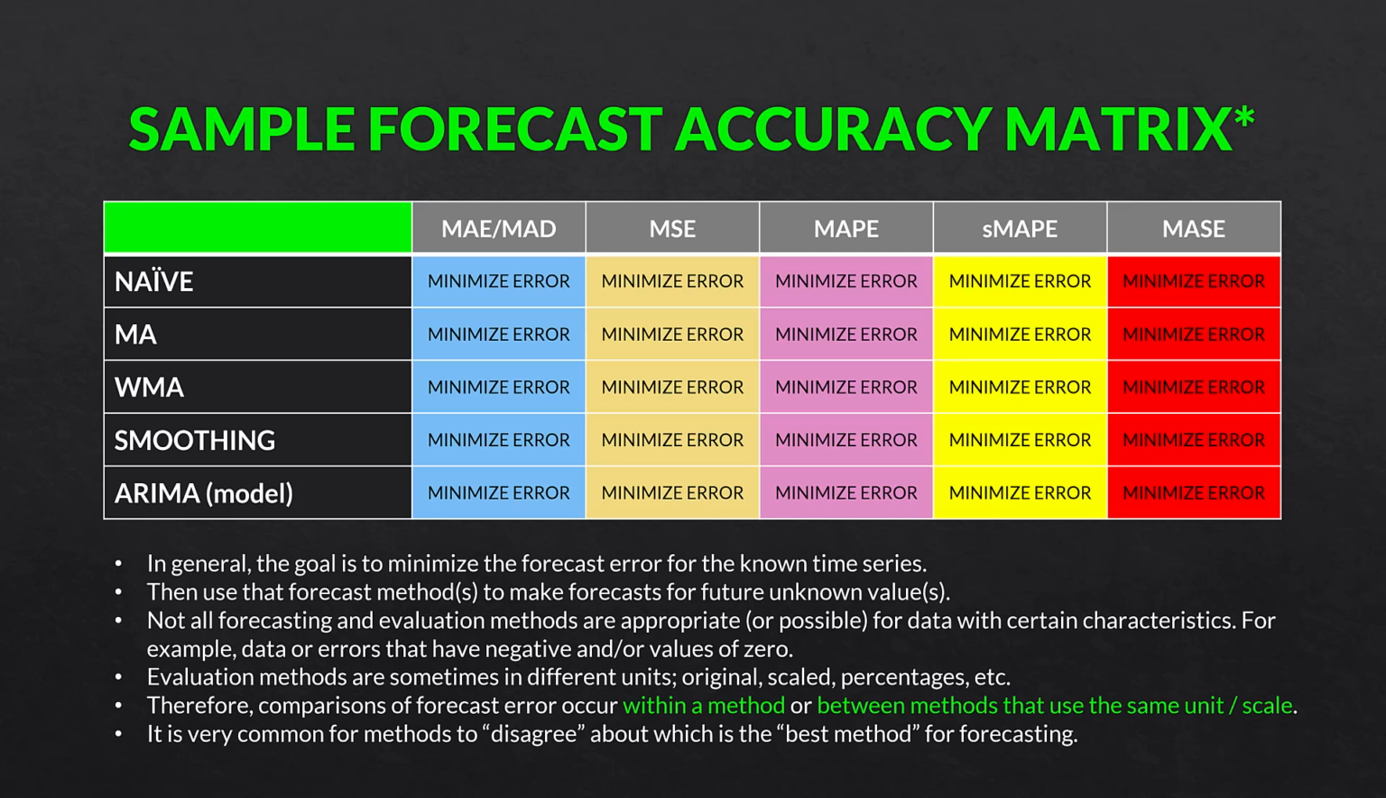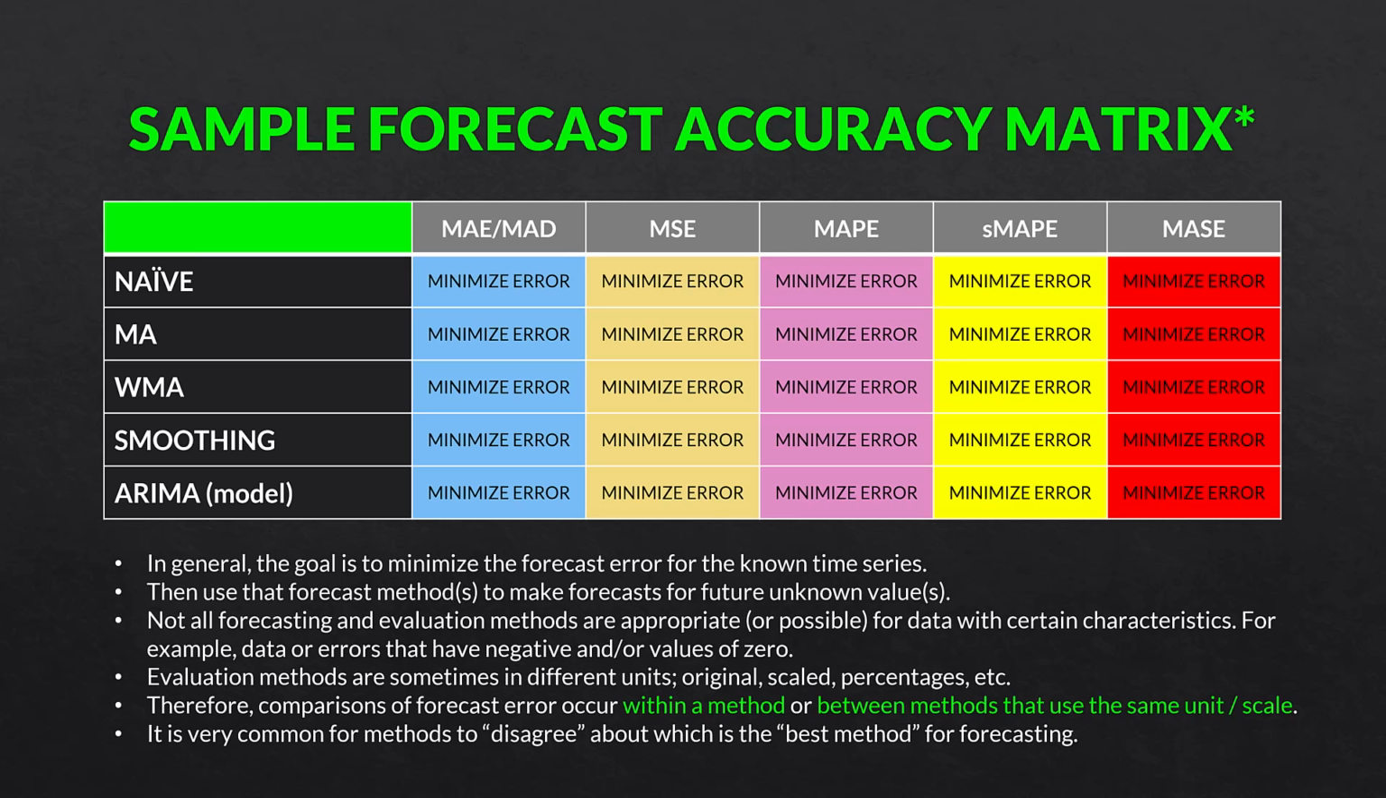Sample forecast accuracy matrix. So here we put in some more details. In the left-hand column, we have 5 forecast generating methods. So the Naïve method, moving average, weighted moving average, exponential smoothing, and ARIMA. So ARIMA is actually a modeling method, but I put it in here because many people know about it. Across the top, we have accuracy measures, or accuracy methods.